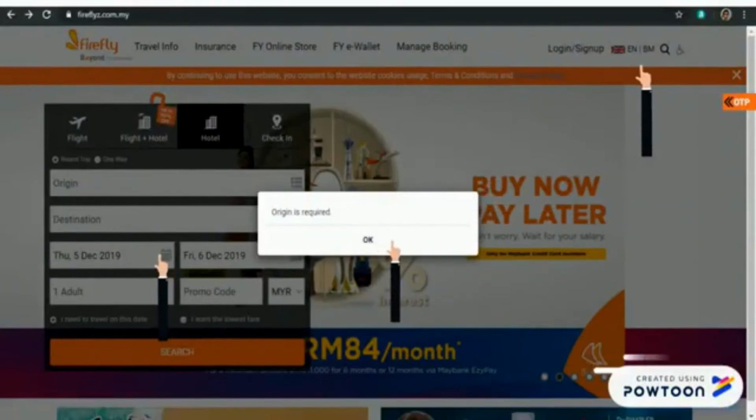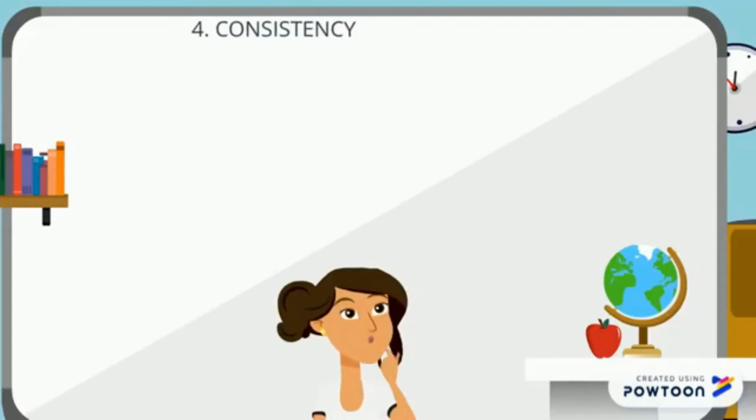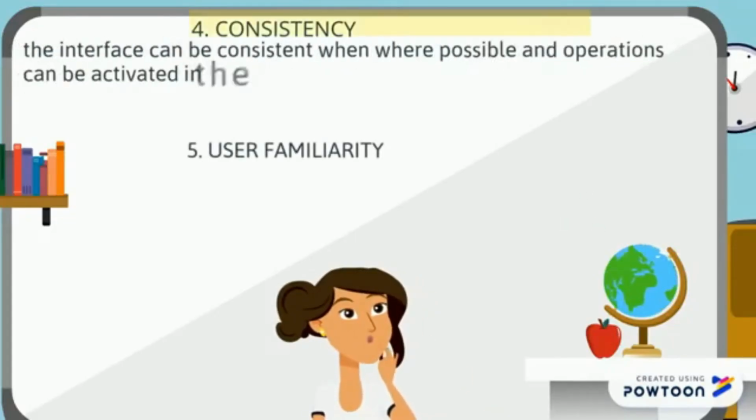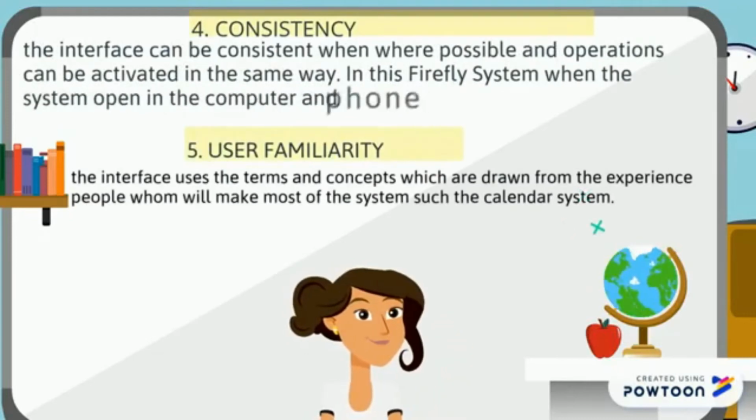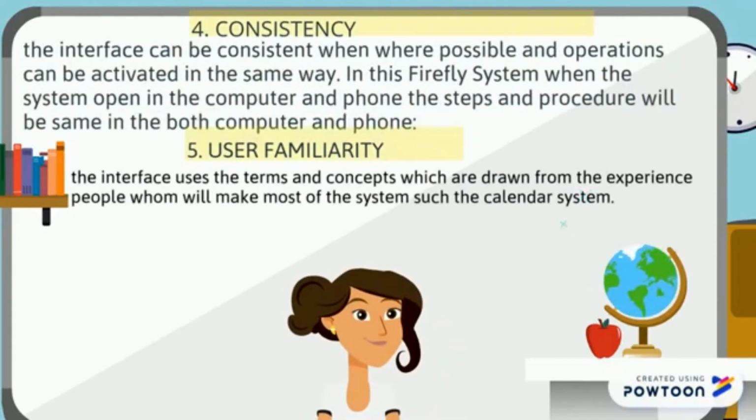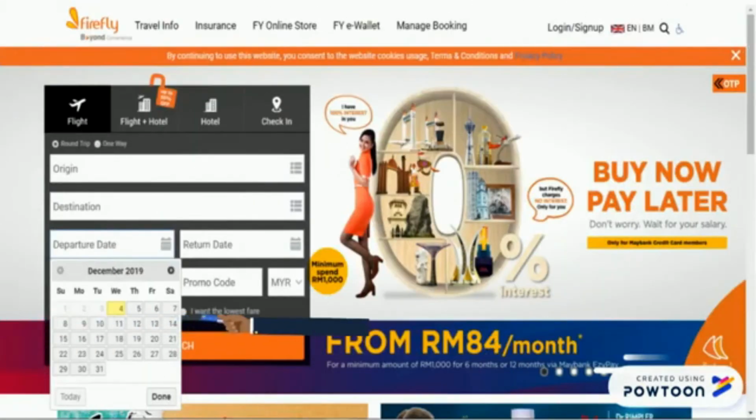The term language indicates the user diversity, while the term performance indicates the user diversity. The term here indicates the recoverability after an error occurs. Consistency: the steps and procedure will be the same on both computer and phone. User familiarity: the concepts are drawn from experienced people who will make the most of the system. The main page of the Firefly system on both computer and phone will be the same like this.